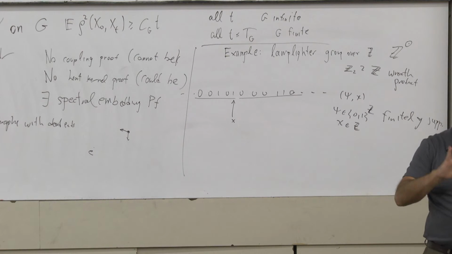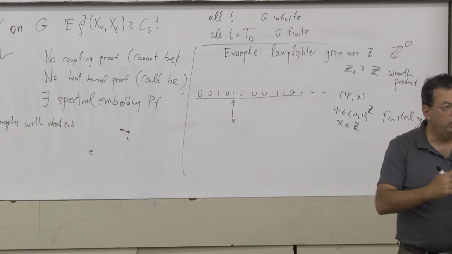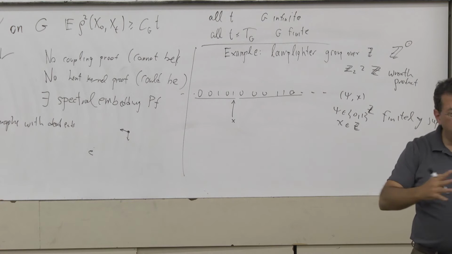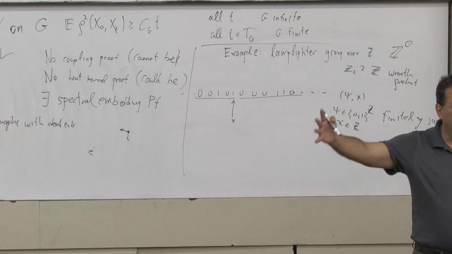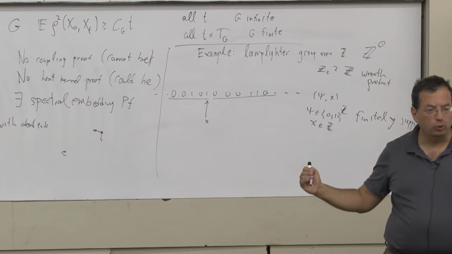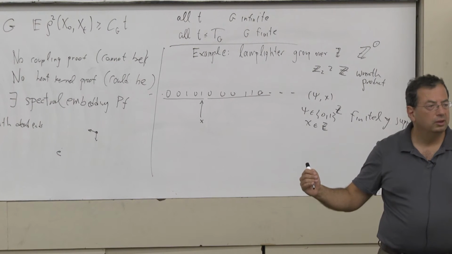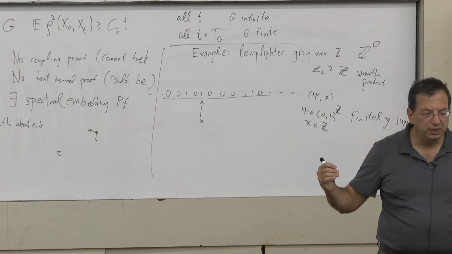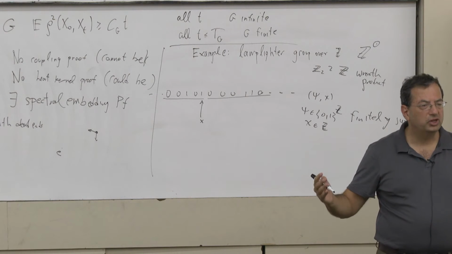Okay? So look at this group. First, to get oriented, what is the growth of this group? So remember, Z^d has polynomial growth of order d. The trees have exponential growth. What about this group? What is the growth rate? Polynomial, exponential, something intermediate? Exponential, right?